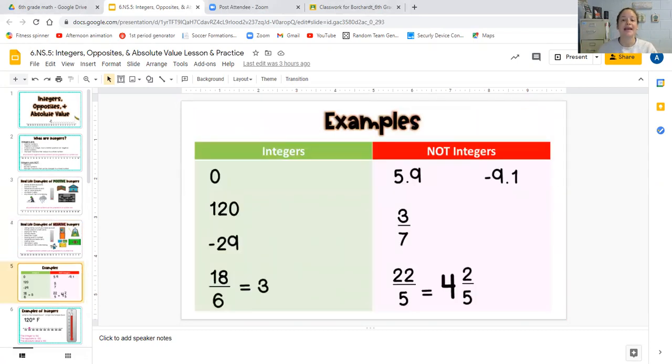Now let's look at some examples of integers and not integers. If we look over here on the green side, these are whole numbers. Okay, there's no parts to them. If we look over at the not integers, we have some decimals and we have some fractions that cannot be reduced to a whole number. So that makes those not integers.